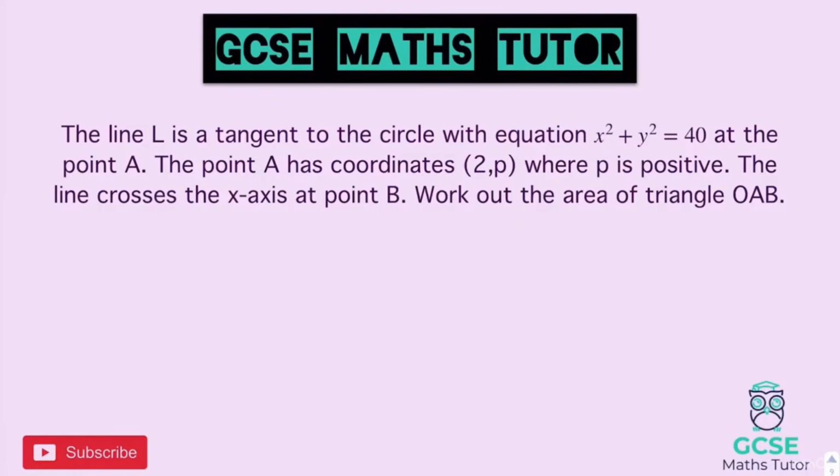Okay, so the line L is a tangent to the circle with equation x squared plus y squared equals 40 at the point A. The point A has the coordinates 2p, where p is positive, and the line crosses the x-axis at point B. Work out the area of the triangle OAB. Right, so let's draw this in again.